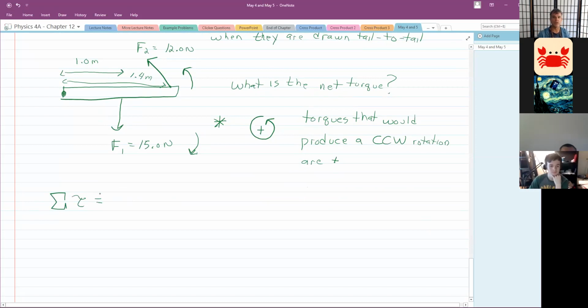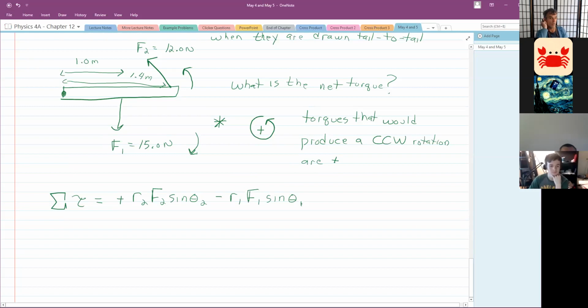again, if I'm just looking at the magnitude, we're not worrying about direction in terms of the cross product. Counterclockwise torques are positive, clockwise torques are negative. So for F2, since it would produce a counterclockwise rotation, it's going to have a positive torque. So it's going to be plus R2 F2 sine of theta 2. And then F1 would produce a clockwise rotation. So it is a negative torque, and it's going to be R1 F1 sine theta 1.